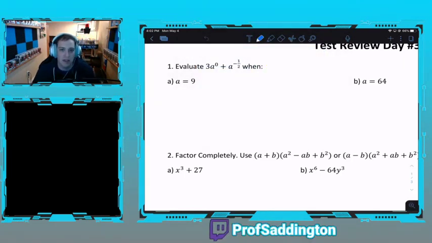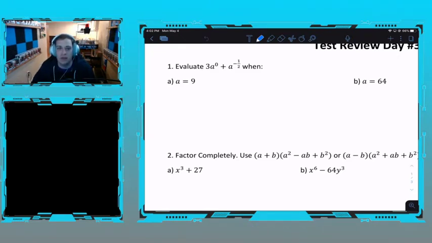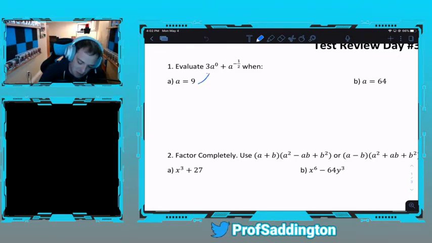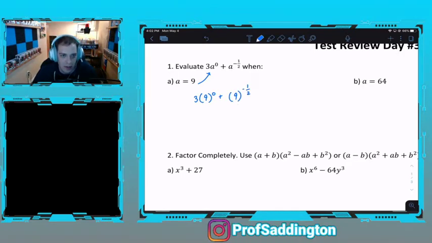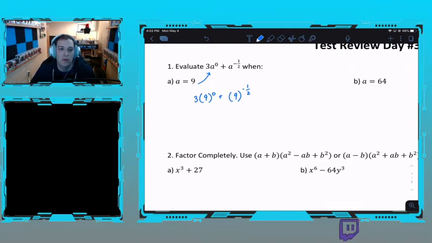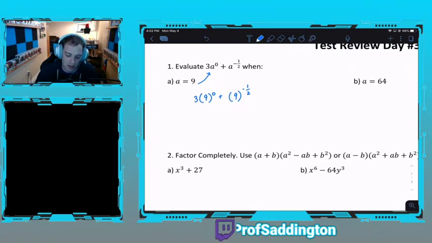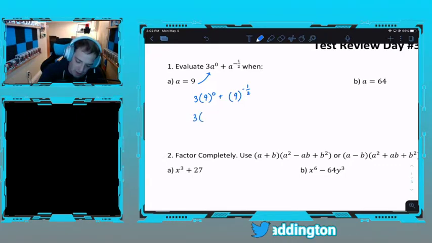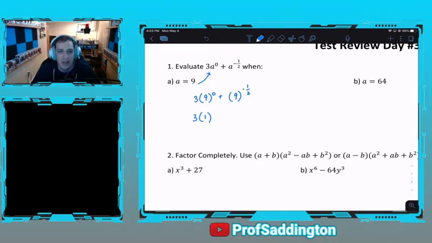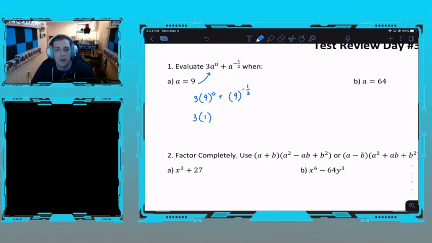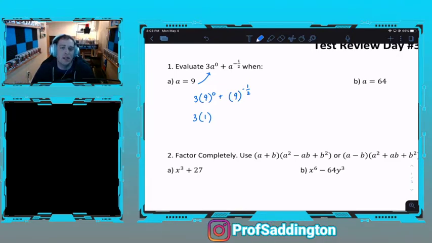So the first one says that you have a equals 9. So I'm just going to plug 9 right into that expression, and I'm going to have 3 times 9 to the 0 plus 9 to the negative 1/2. The left side, 3 times 9 to the 0. If we follow order of operations, anything to the 0 power is always equal to 1. On the right side, we have 9 to the negative 1/2. Now, again, I'm not using a calculator when I go to solve these out. You can type it into the calculator, you can get your answer, and you'll be good to go. I'm going to do it by hand.